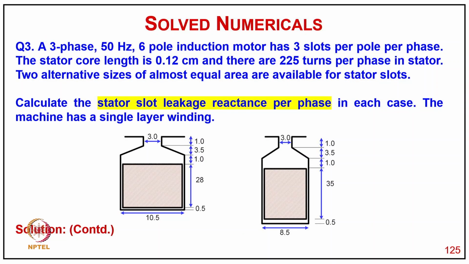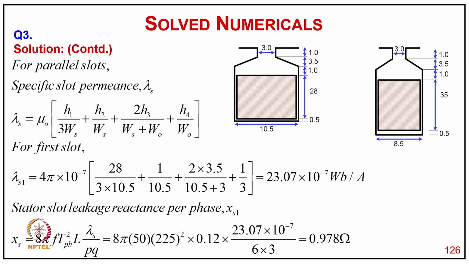So now coming to problem 3. A 3-phase 50 Hz 6 pole induction motor has 3 slots per pole per phase. The stator pole length is 0.2 centimeter, and there are 225 slots, and two alternative sizes of almost equal area are available for the stator slot. So calculate the stator slot leakage reactance in each case, and the machine has a single layer winding. You can see the dimensions given here for this slot. For a parallel slot, you can calculate the specific permeance of the stator.